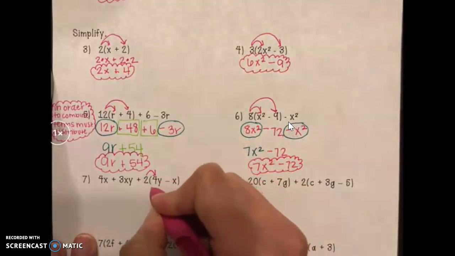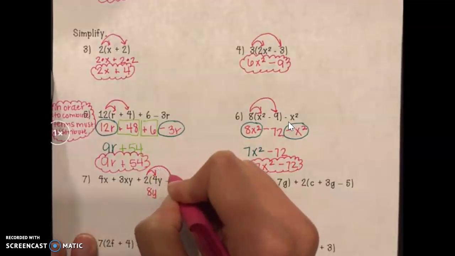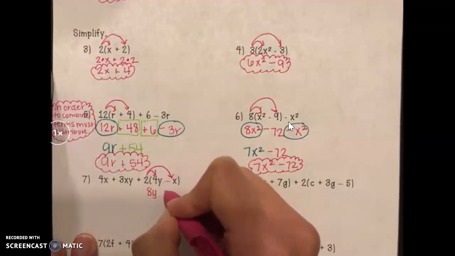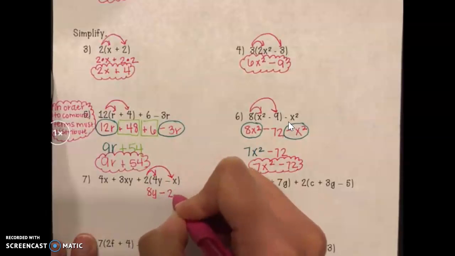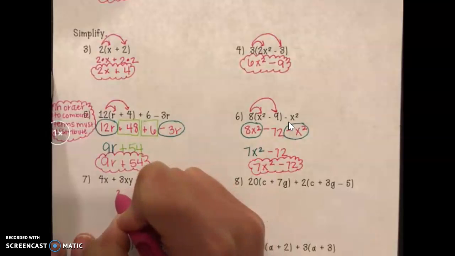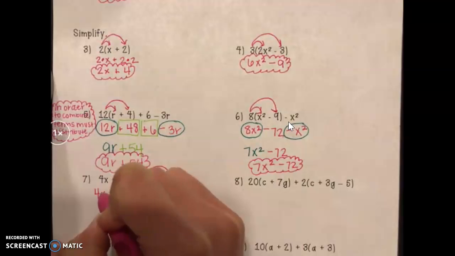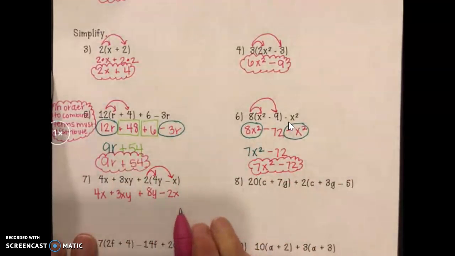So 2 times 4y would give me 8y. 2 times x would be 2x. And I need to bring down everything else. Okay, so I brought everything down just as I saw it. I distributed my 2.